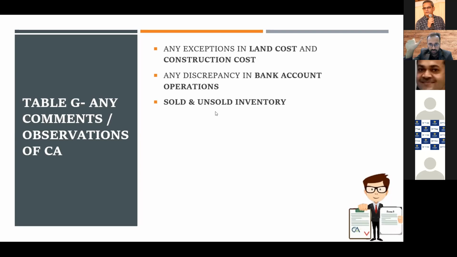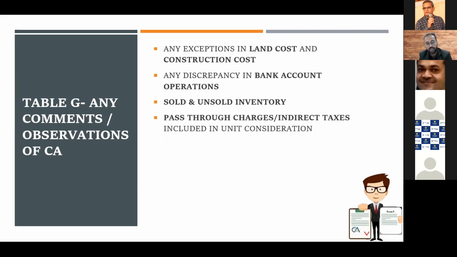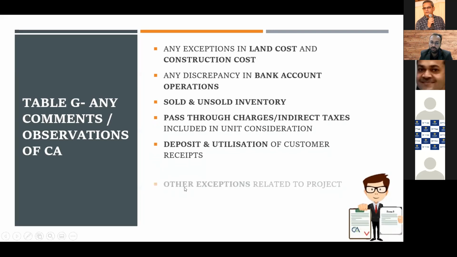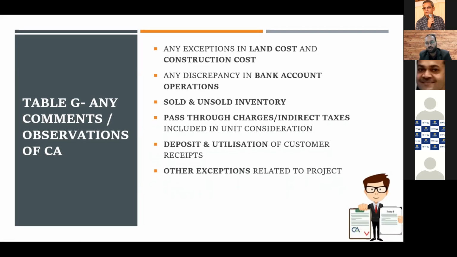वहाँ पे जो project में है mention किया, you need to verify that and you have to mention those bank details here. Then unsold inventory कुछ issues है, you need to mention. अगर pass through charges है, indirect taxes included in unit consideration, that needs to be mentioned. Deposit and utilization of customer receipts, any exceptions in that you need to mention. Other exceptions related to project you can very well mention in this brochure.